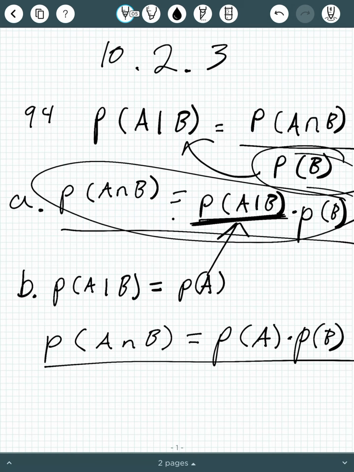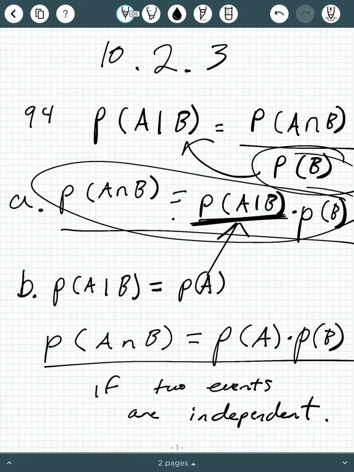This is a really powerful tool because now we have another way to determine if two events are independent. So that's if two events are independent. We'll actually use this quite a bit. It's a convenient way to check and say, okay, is the intersection equal to those two separate events multiplied together? And then that's how you can tell they're independent.